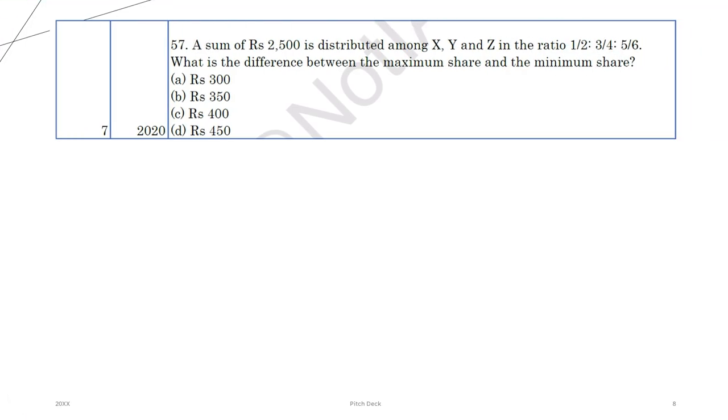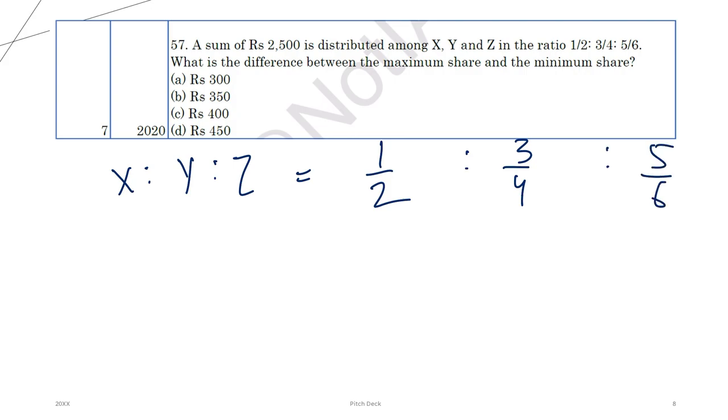Now, moving on to the next question. A sum has to be distributed between x, y and z, and their ratio is given. X ratio y ratio z is half ratio 3 by 4 ratio 5 by 6. When the ratio is not only between two numbers, it could be between 3, 4, 5, even 100 and thousands, right? So x ratio y ratio z is this into this into this.